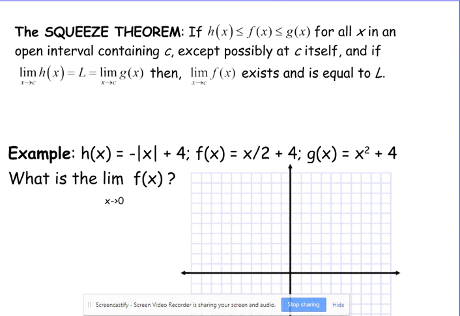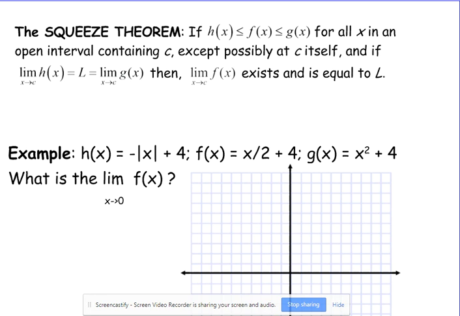Let's keep going. Let's talk about something called the squeeze theorem. Now, honestly, I have not seen this tested that much. There's one problem that they like to throw in there. What they use more is something that looks like the squeeze theorem, but it's not exactly the squeeze theorem. So you have to be very, very careful with these conditions.